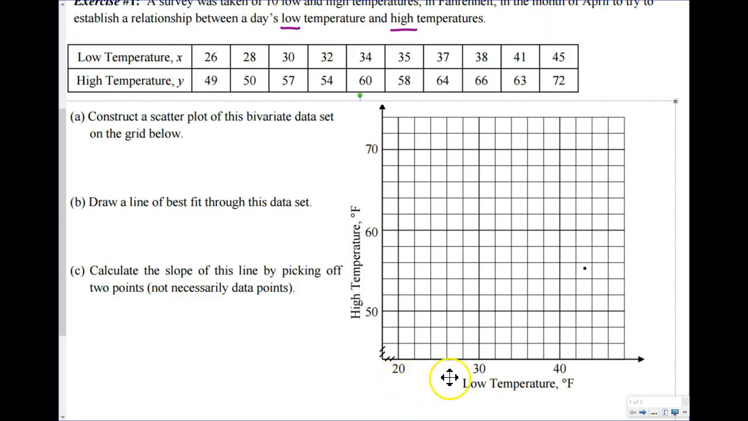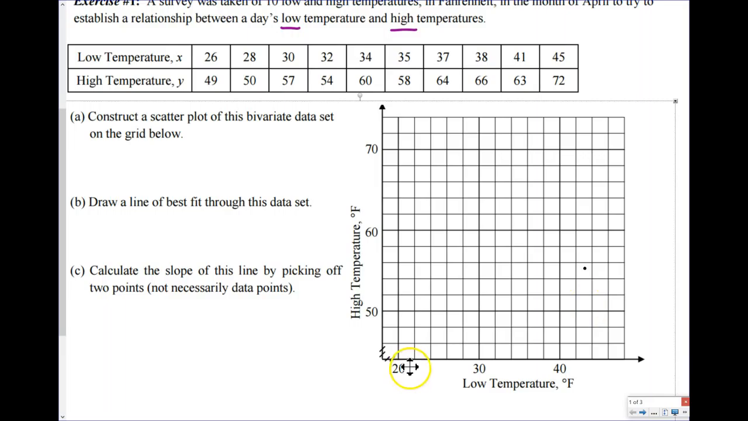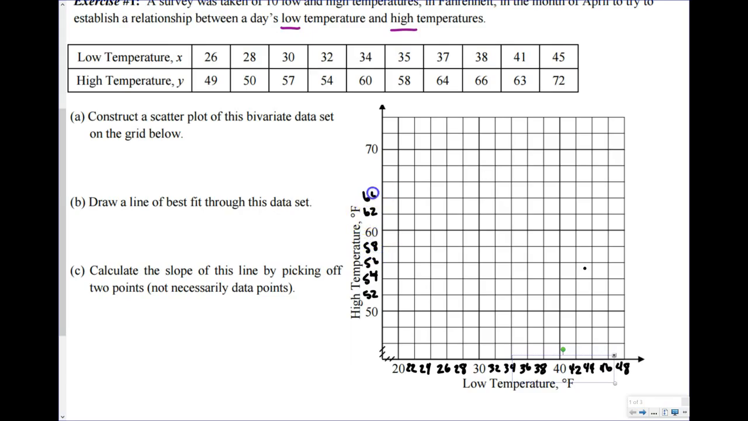So I look down here on my low temperature and high temperature, and I'm going to label these a little easier. I can see that it's going up by 2, so this is 22, this is 24, 26, 28, and I'm just going to finish labeling this. It's going to help me see my points a lot easier. I'm going to label the side as well. It's also going up by 2s, 52, 54, 56, 58, and 72, 74. Okay, so I've labeled my grid a little easier so I can see it.